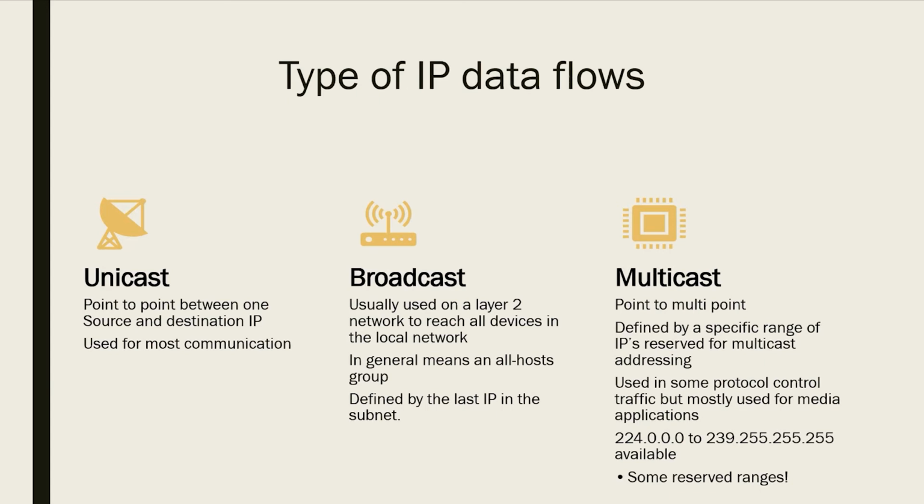So before I even start talking about multicast, I think it's important to understand the different data flows that you might have inside a normal IP network. So you have the normal unicast traffic flow that you would normally have. It's probably 90% of the traffic on a normal, standard, typical network. And that is point to point. It's between one source and one destination usually. That is what we use typically for most of our communication.